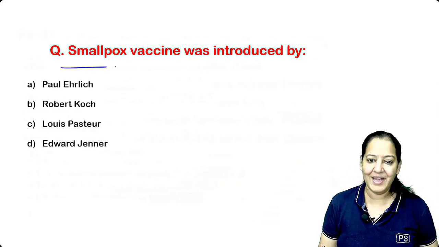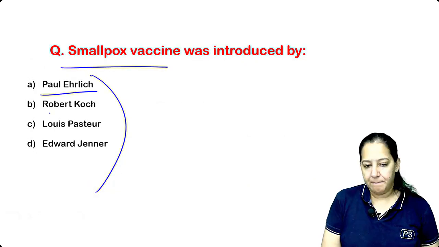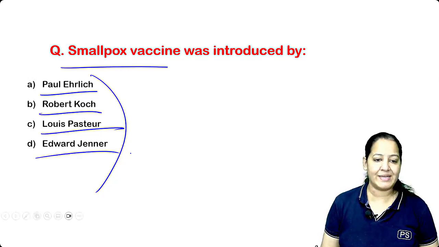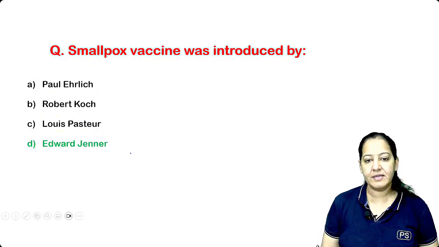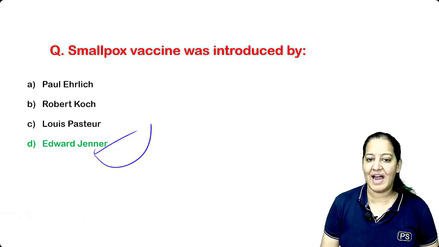Okay, smallpox vaccination was discovered by Paul Ehrlich, Robert Koch, Louis Pasteur, or Edward Jenner? Smallpox vaccine. So what is the correct answer? Edward Jenner. The correct answer is Edward Jenner, who discovered the vaccine.